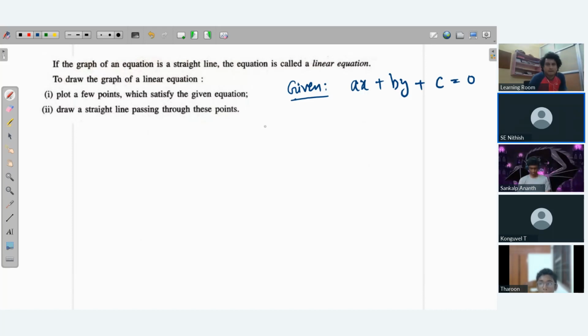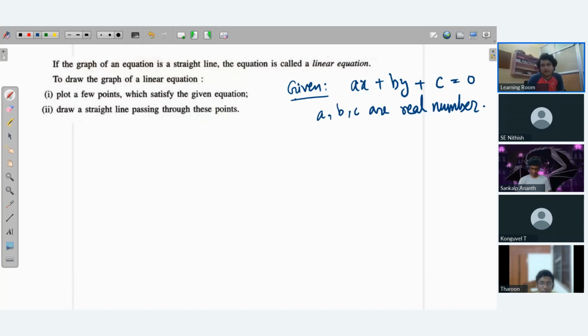So wait, I have a doubt. A, B, in the sense A is the X coordinate and B is the Y coordinate? Then the C, the magnitude? No, it's not about the magnitude or the coordinate. A is the coefficient of x, and B is the coefficient of y. And c is just a constant number.